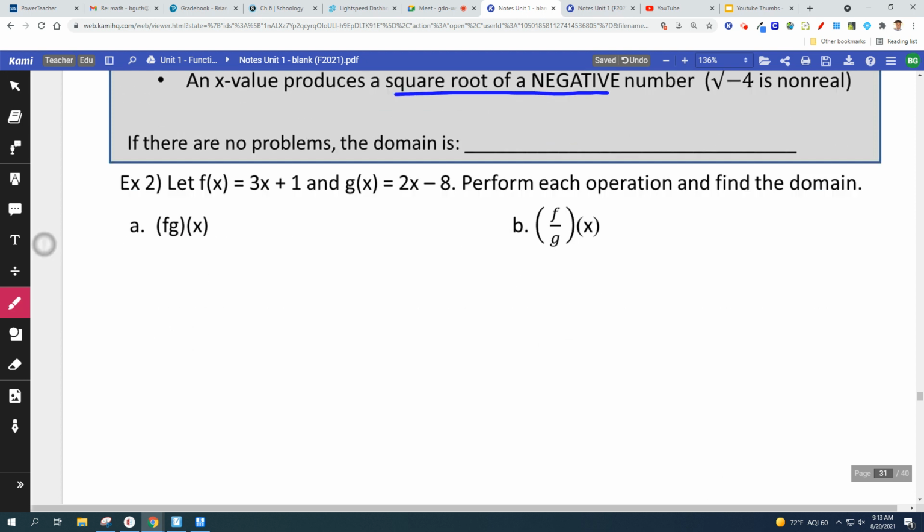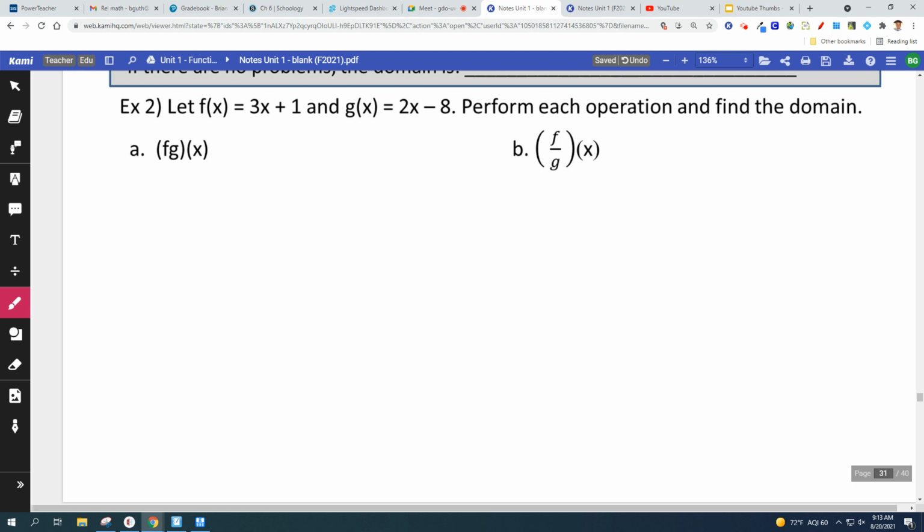Okay, so keep that in mind as we're talking about domain. Number two, we're multiplying these two functions, f times g, and we're plugging in x. Sometimes students get confused, but we don't have to do that extra step of plugging in a number. We're plugging in x, and we already know what it looks like when you plug in x. That's what the f function looks like with x plugged in, and that's what the g function looks like with x plugged in. So all we're doing is taking f of x times g of x, or 3x plus 1 times 2x minus 8.